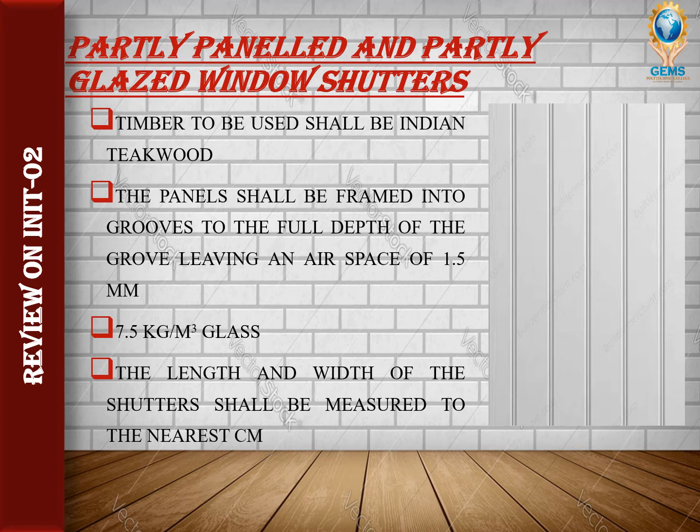The panel shall be framed into grooves to the full depth of the groove, leaving an air space of 1.5 mm. Then the glass should be of 7.5 kilogram per meter cube density. Then the length and the width of the shutter shall be measured to the nearest centimeter. So this is about the points on partly paneled and partly glazed shutters.